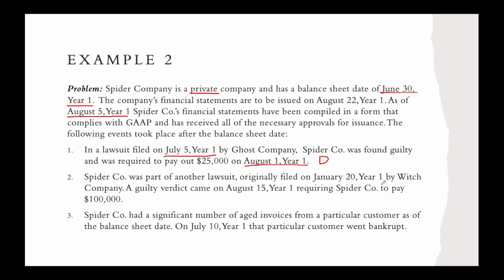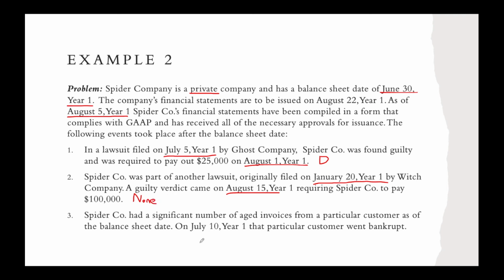Number 2 here, Spider Company was part of another lawsuit originally filed on January 20th, year 1 by another company. So January 20th, year 1, an event that existed as of the balance sheet date. A guilty verdict came on August 15th, year 1, requiring Spider Company to pay $100,000. So this guilty verdict requiring Spider to pay came after the balance sheet date. However, it also came after the date in which Spider Company's financial statements are available to be issued, August 5th. Therefore, we would provide no accrual and provide no disclosure.